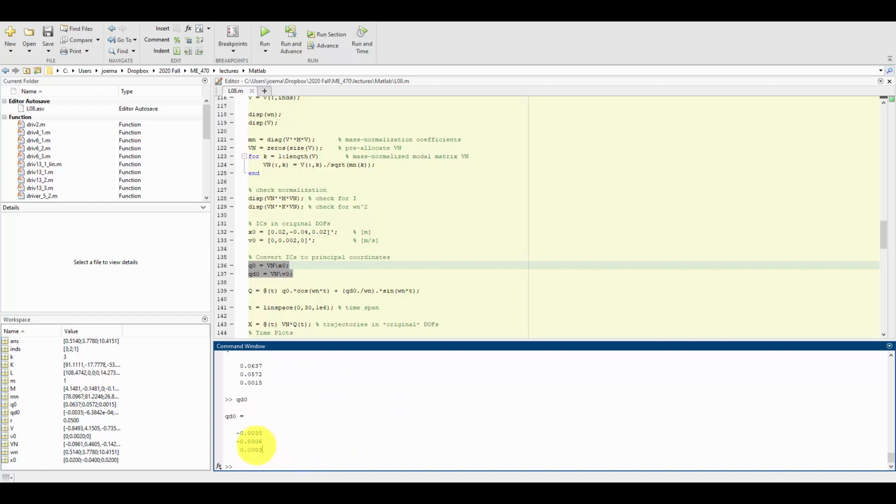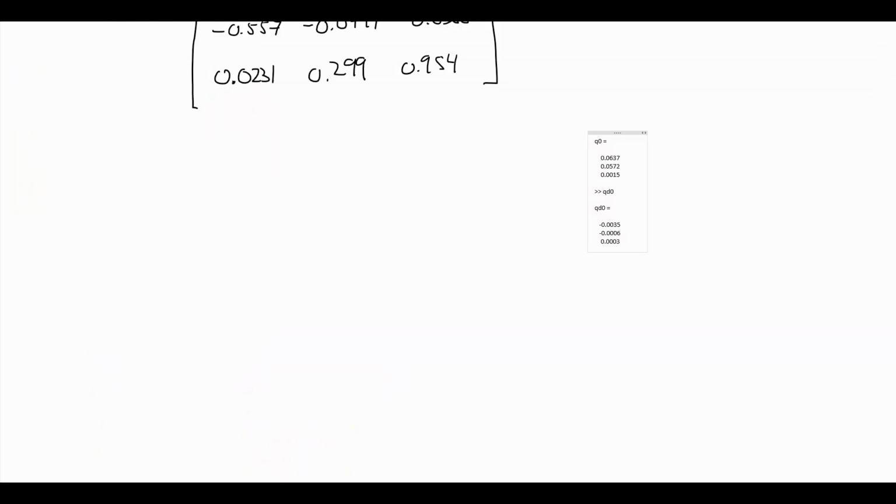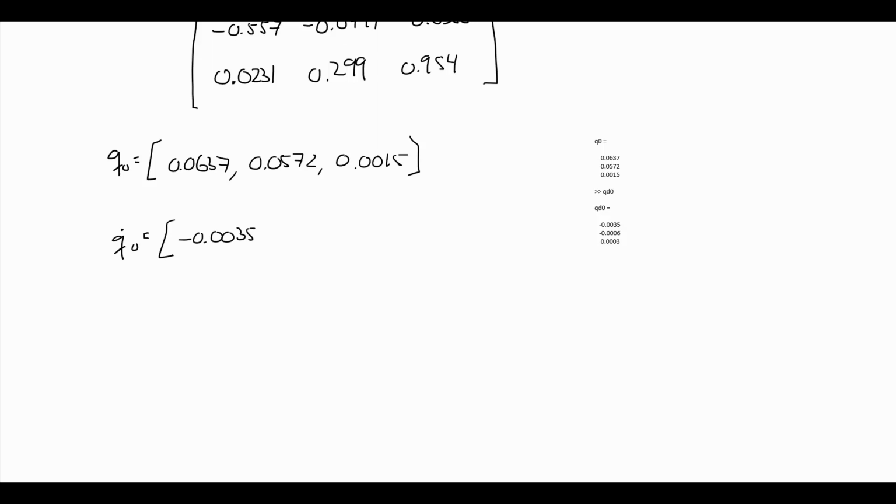Let me take those and record them here. So these are my initial conditions in my principal coordinates. So 0.0637, 0.0572, 0.015, and for q dot naught, negative 0.0035, negative 0.0006, and 0.003. All right, we have our initial conditions in terms of q.